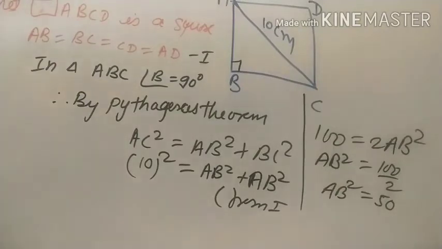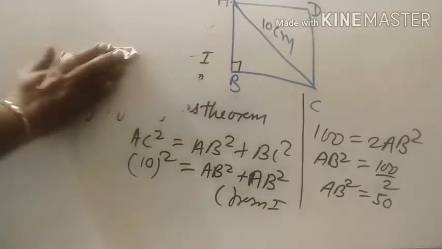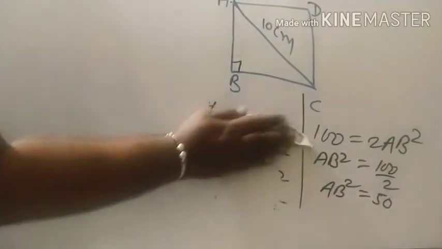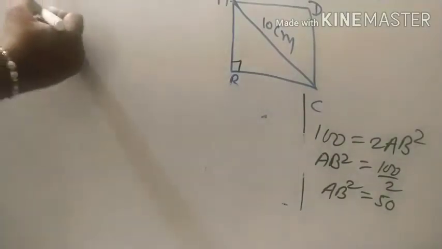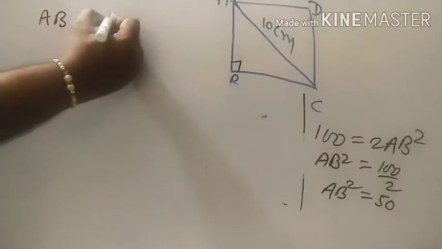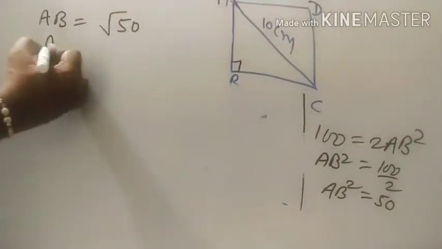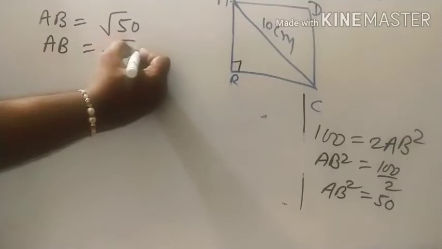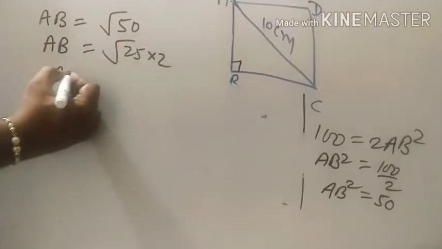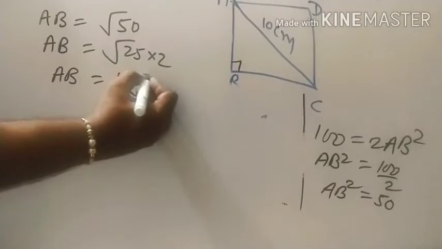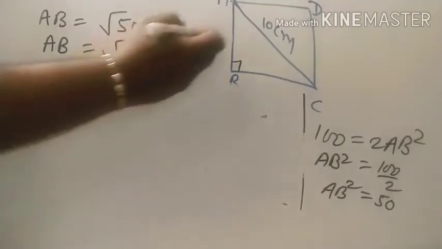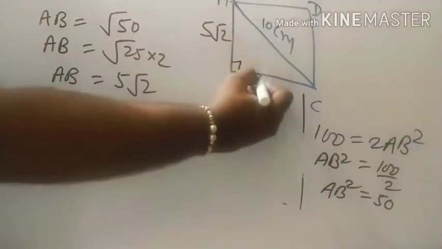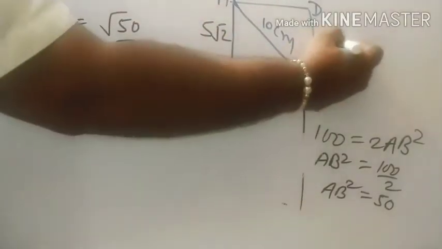Now we find AB square is equal to 50. After that, AB is equal to root 50. AB is equal to root of 25 into 2. AB is equal to 5 root 2. So this is 5 root 2.